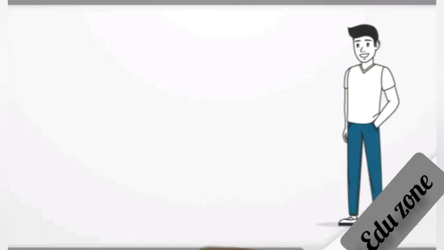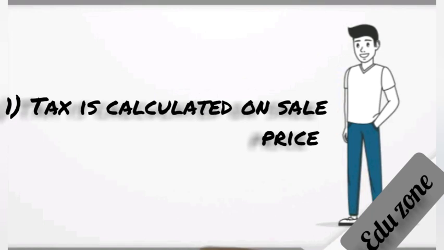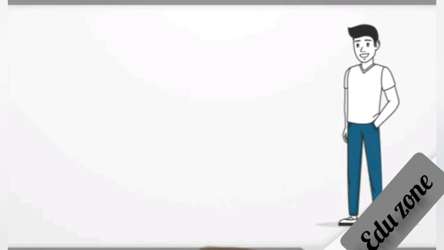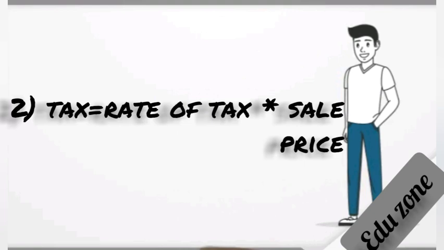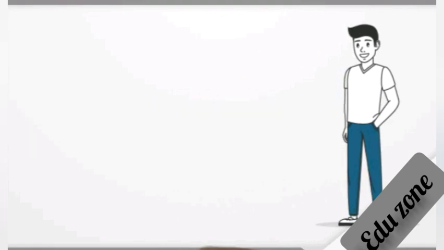So here you must note simple common points. First one is tax is calculated on the sale price, or the marked price minus discount. If some discount is given, then marked price minus discount. So you must note it and keep it in your mind. Tax is calculated on the sale price. And second one is tax is equal to rate of tax into selling price. So these 2 points shall be the main points in this chapter.